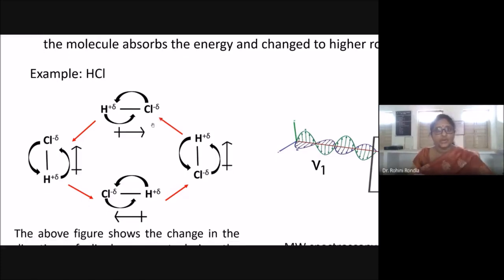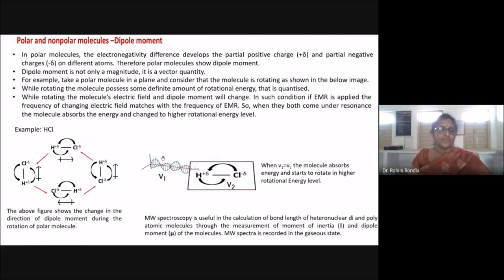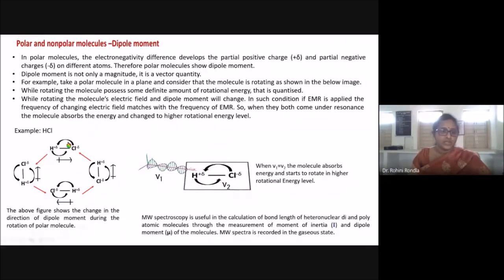This is the property of dipole moment. What is dipole moment? It is the product of charges and distance. Mu is equal to R into Q. So, polar molecules show dipole moment. ఎందుకంటే dipoles are developed on different atoms kadamma. In polar molecules, electronegativity difference develops the partial positive and partial negative charges on different atoms. Therefore, polar molecules show dipole moment.